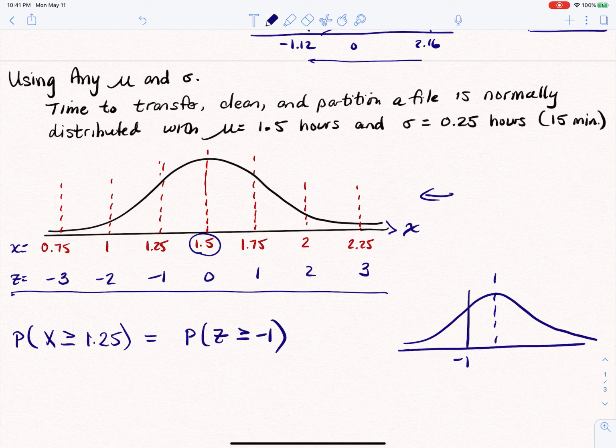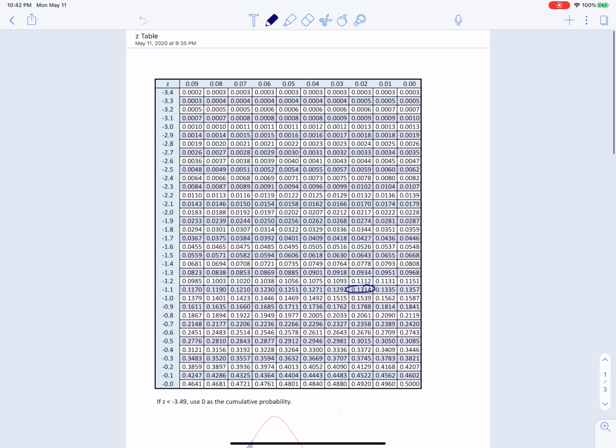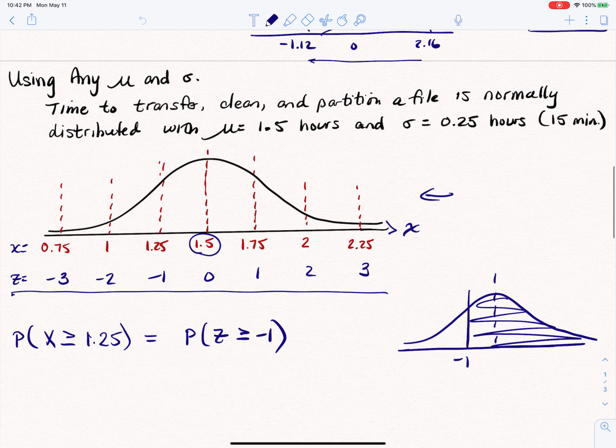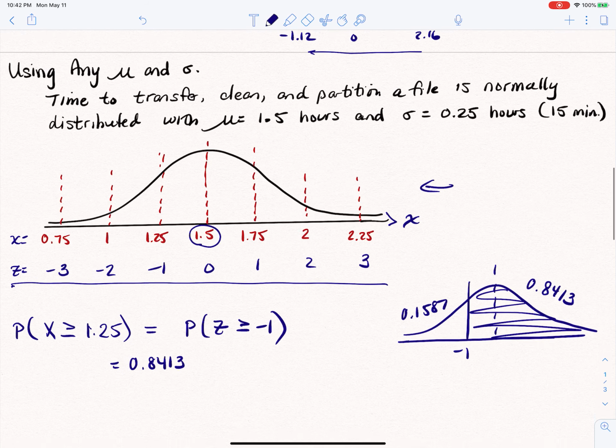So if this is negative 1, we want this area. Remember what happens when you want a greater than. We look up the area to the left of negative 1, and then we subtract from 1. So if I look for negative 1.00, that should be right here, 0.1587. So that means the area that we want is 0.8413. So that's our answer. So if you're trying to get out of there in under an hour and 15 minutes, you're out of luck. You have an 84% chance of it taking longer than that.